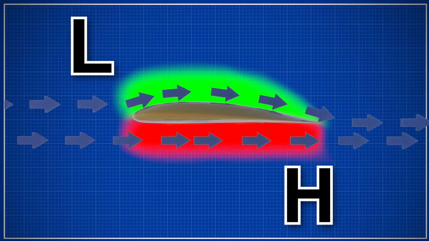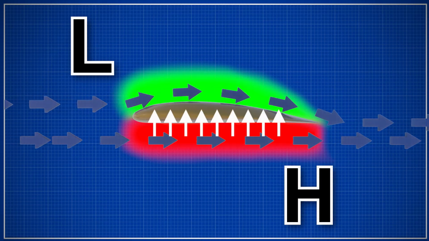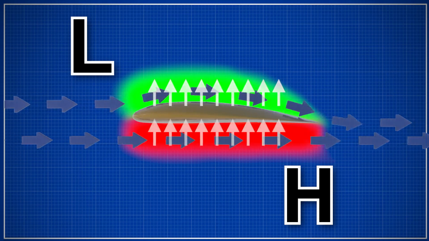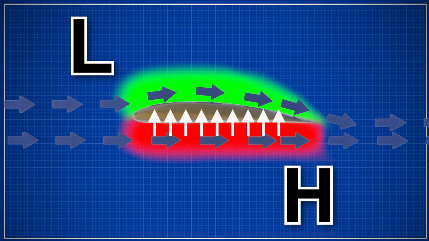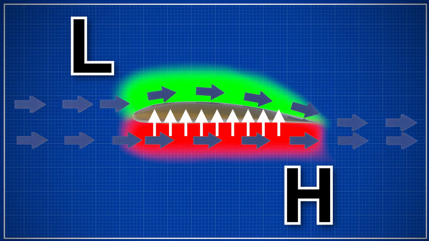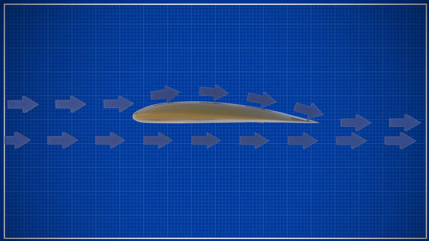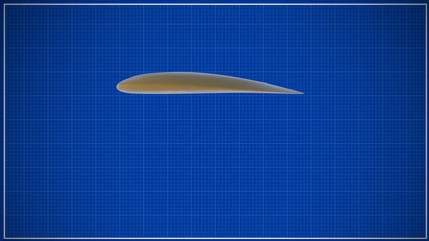The higher pressure under the wing tries to get at the lower pressure above it, but the wing structure is in the way. The higher pressure simply pushes equally on the full surface under the wing. This powerful force will lift the aircraft.